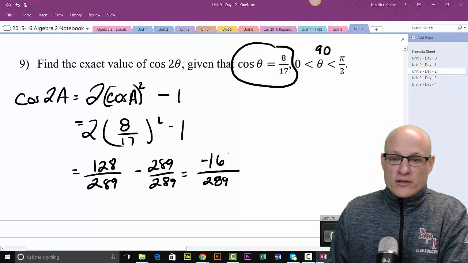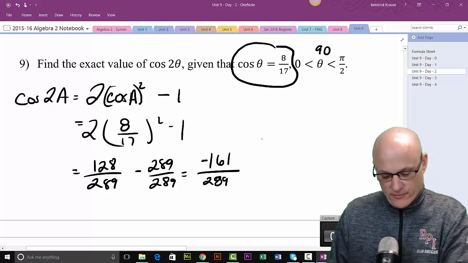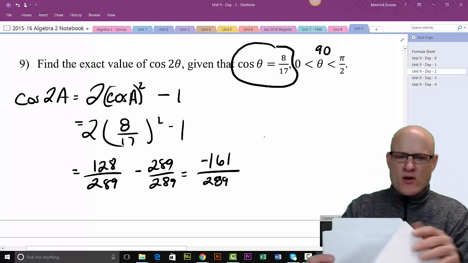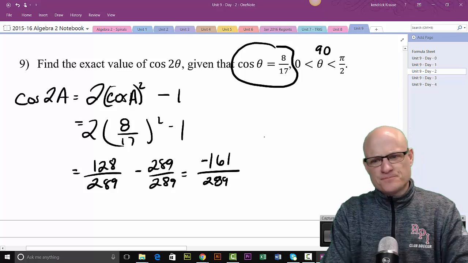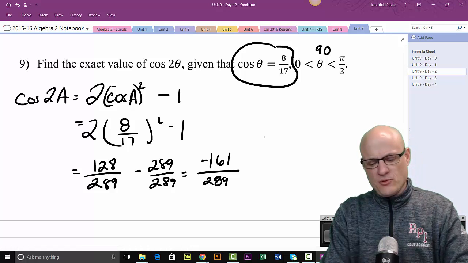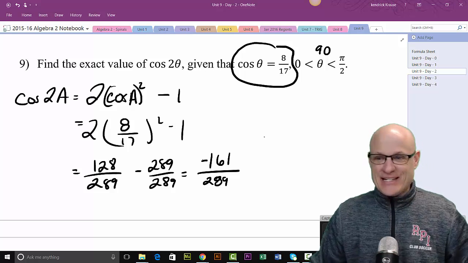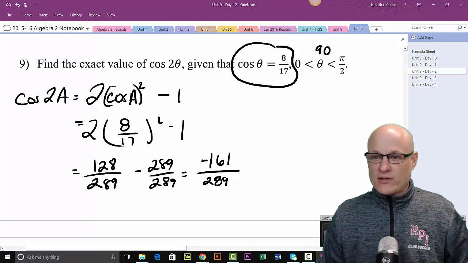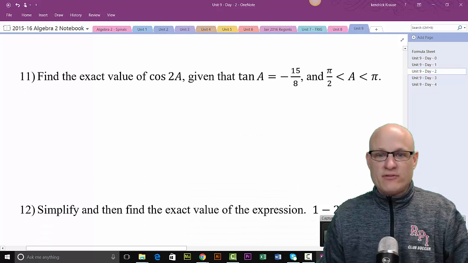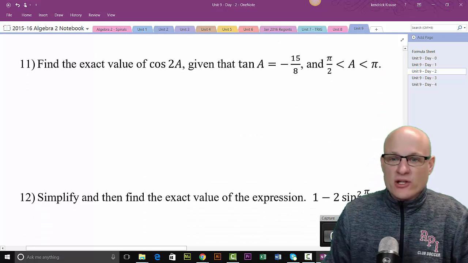Let me just check my notes here. Oh yeah, I'm right. Moving on. The next problem I want to do after 9 is 11. I'm going right straight through these, kids. 11. All right, so this one's a little bit different. That's why I want to cover this one.